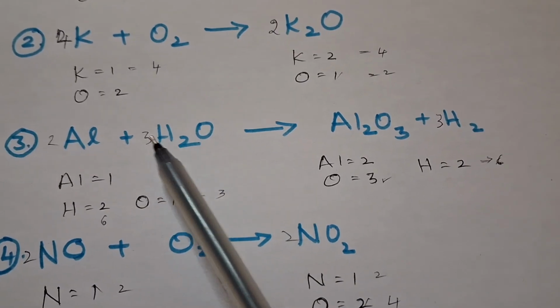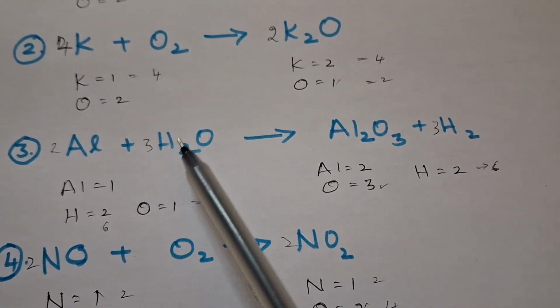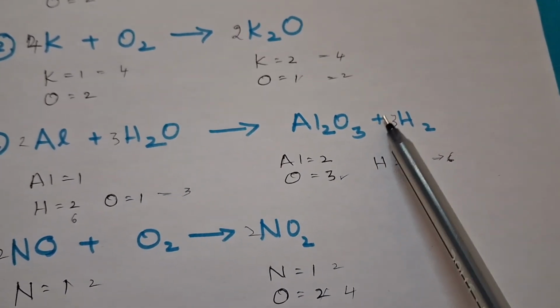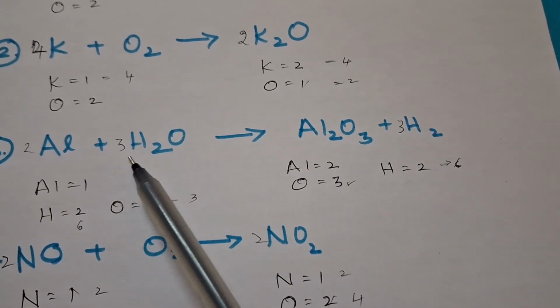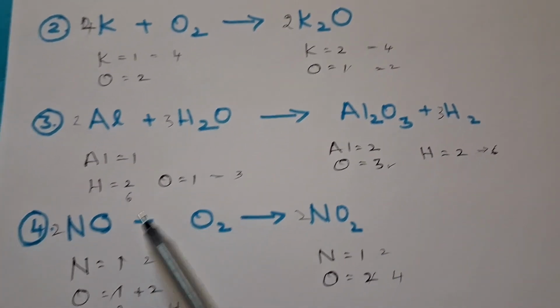But what about this hydrogen? 3 2s are 6 here. So you have to balance here. So that's why you're adding 3 here. 3 2s are 6. Now hydrogen also gets balanced. So this way, this equation is balanced.